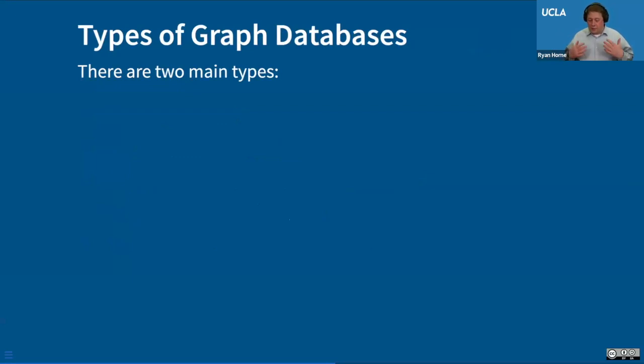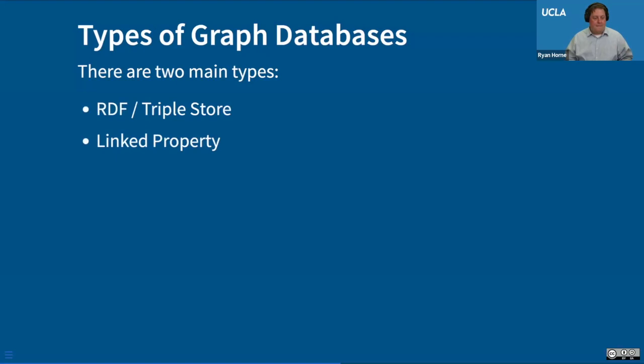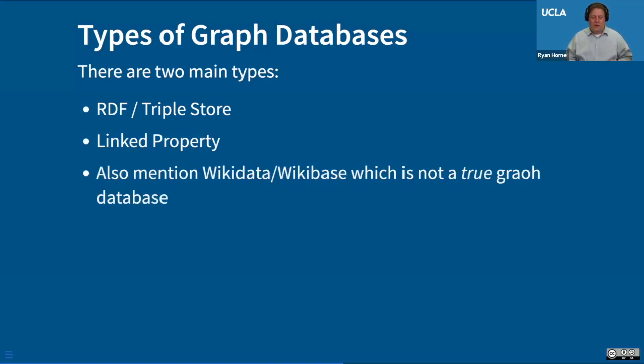So you decided that you want to show relationships. You want to dive into the world of graph databases. Well, it's not so easy. There's two main types. There's also a few other ones, like, say, hypergraphs, that we're not going to get into because they're still not really widely used. But the two main types that are used are RDF triple store graphs and linked property graphs. Now, I'm going to also mention Wikidata Wikibase. It's not a true graph database, but it is used like one. So let's jump into that.